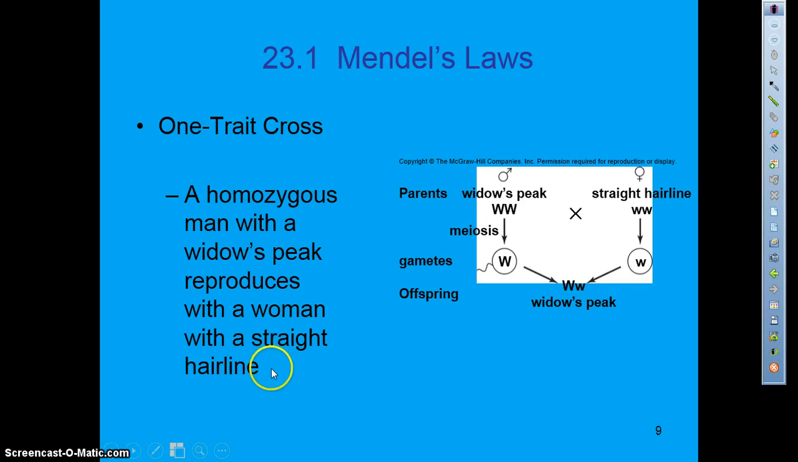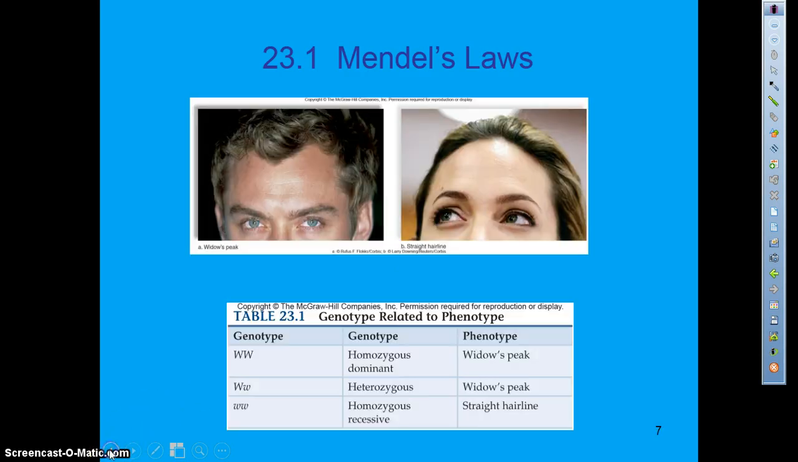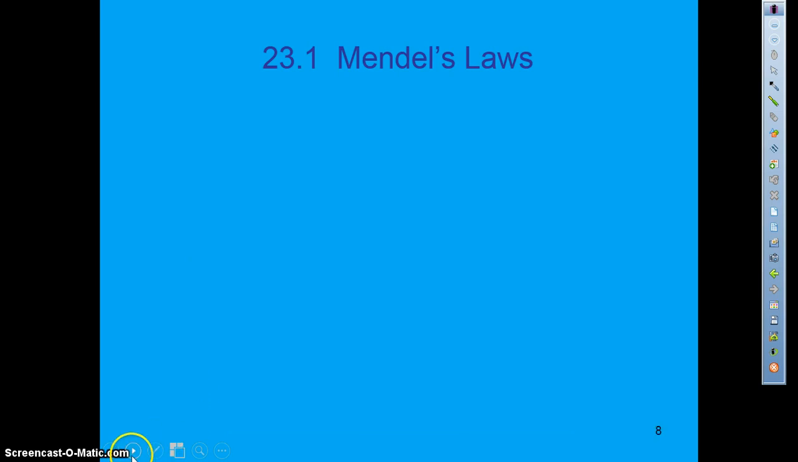The only option for a straight hairline, if we look back at this chart from yesterday, would be little w. But it was important for them to tell us that the man was homozygous because that told us the genotype that he had. Otherwise, we would wonder if he has big W, or if he's heterozygous, big W, little w.